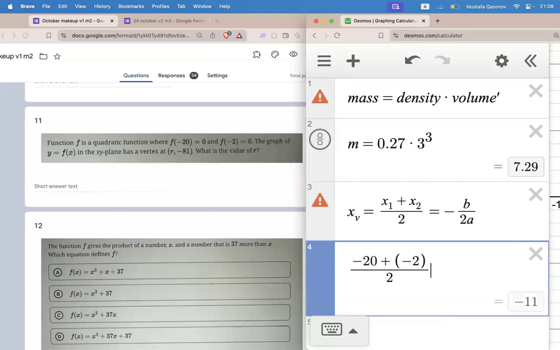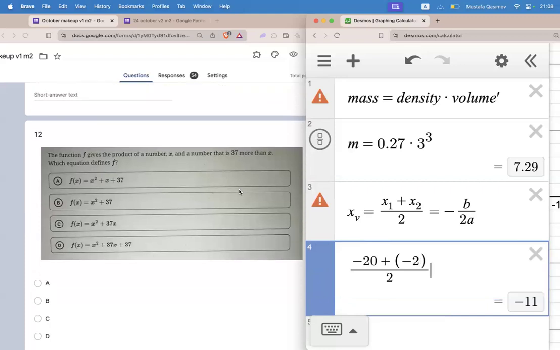X2 is equal to negative 2. So when you divide it by 2, you will get negative 11. Answer is negative 11.